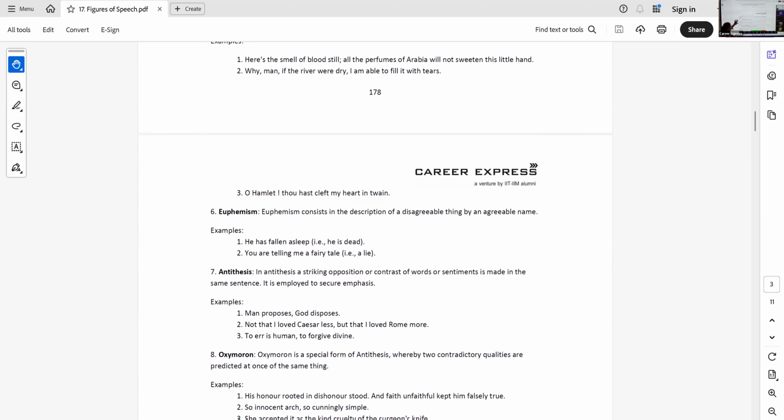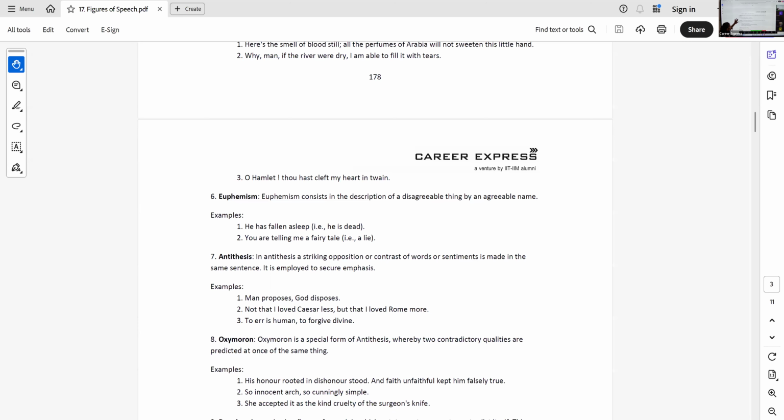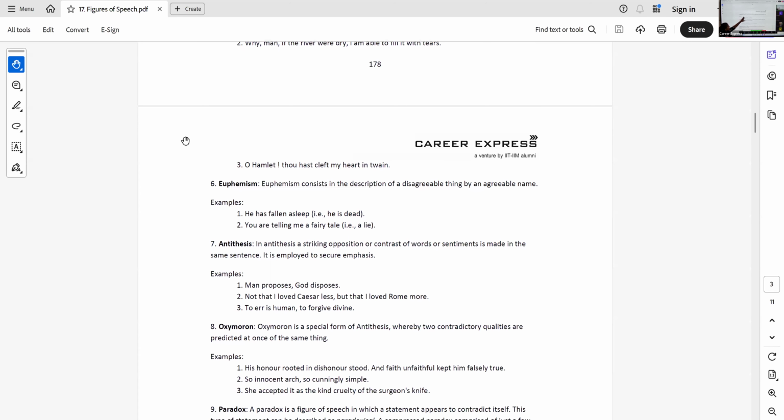Euphemism. Euphemism is when you are making, write down, a harsh idea being called by an agreeable name. A harsh idea. Disagreeable thing means a harsh idea. For example, every language that I know of has a euphemism for death. In English, we say he passed away. In Hindi, we say wo guzar gaya. We don't say mar gaya. We say guzar gaya. No, we want to soften the impact.